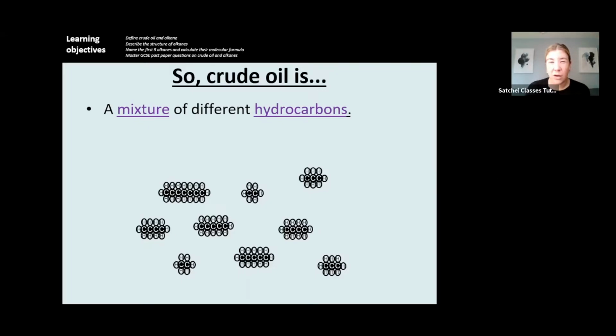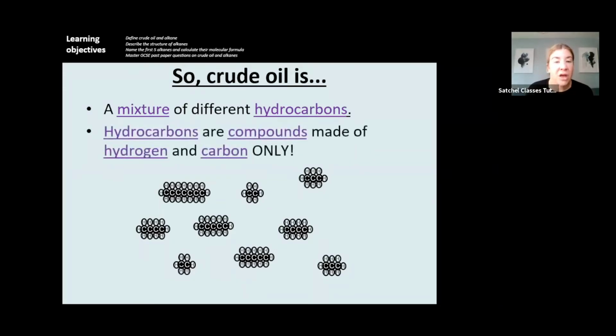Okay, so that's just one mark, and it could be in your GCSE. It could say define crude oil, and your answer would be a mixture of different hydrocarbons. Hydrocarbons are compounds made from hydrogen and carbon only.